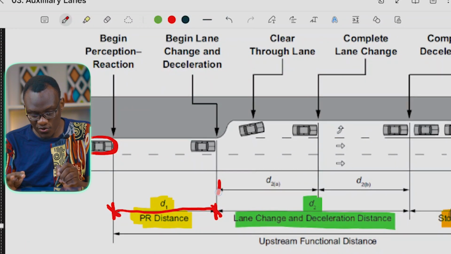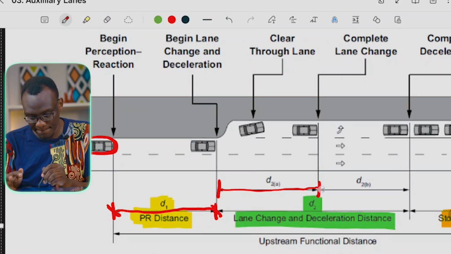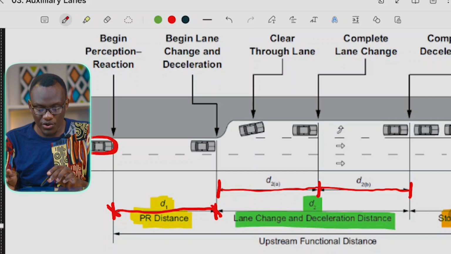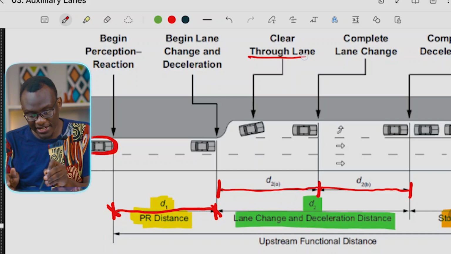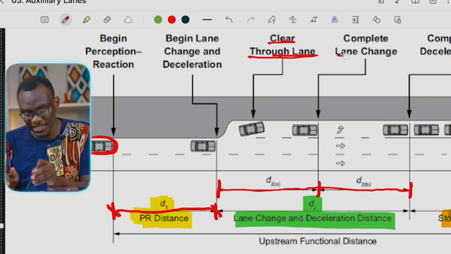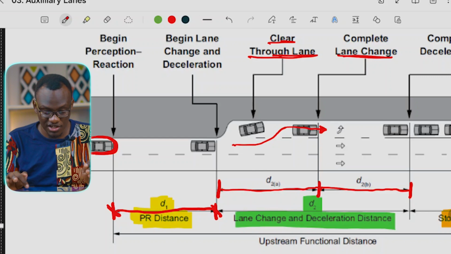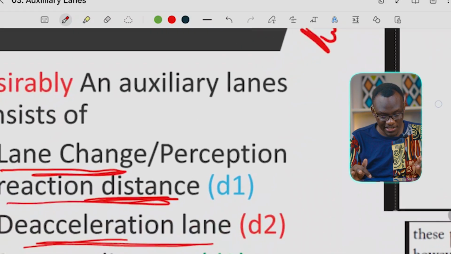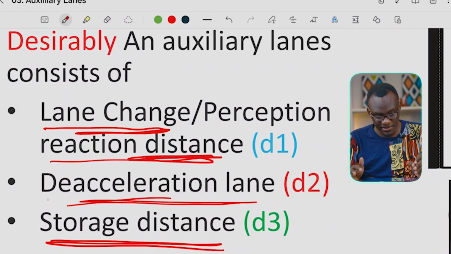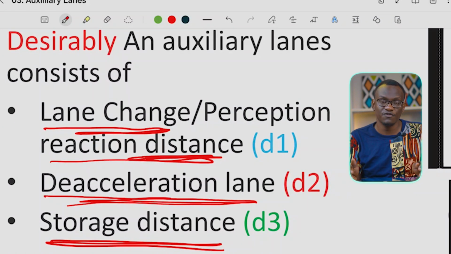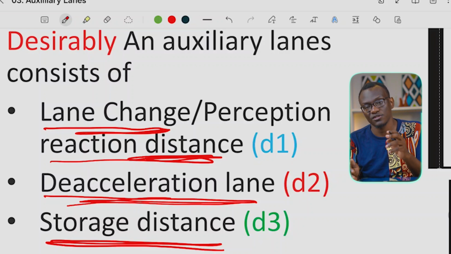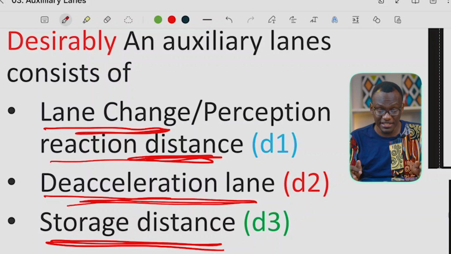Okay? D2 has 2 components. We have something we call clear through lane and complete lane change. So we're looking at the time it takes a vehicle to perceive, start making that change, and finally making that change. And that's why, if you remember, what we're looking at as D2 can be, in this case, the deceleration lane. What you need for someone to make that maneuver to switch and then have a complete lane change.